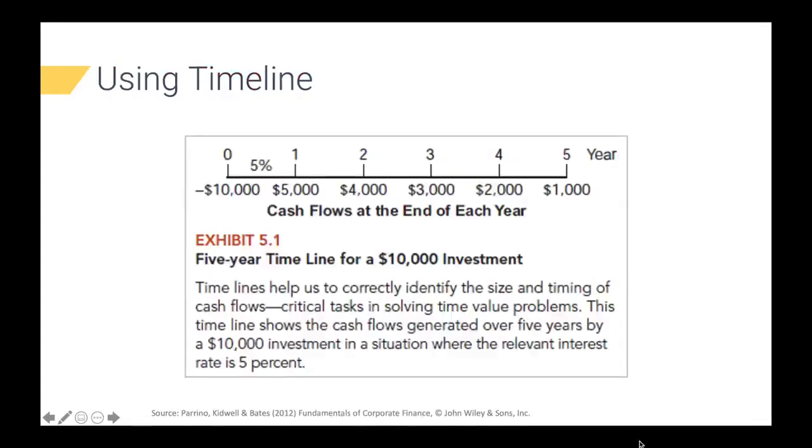Timelines help us to correctly identify the size and timing of cash flows, which is a critical task in solving time value problems. This timeline shows the cash flows generated over 5 years by a $10,000 investment in a situation where the relevant interest rate is 5%. As we can see here, the first year cash flow is $5,000, the second year is $4,000, the third year is $3,000, the fourth year is $2,000, and the fifth year is $1,000.